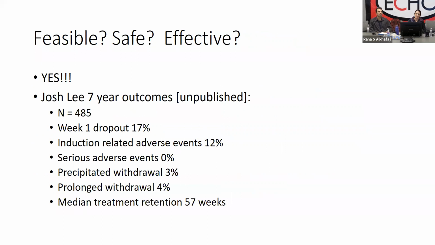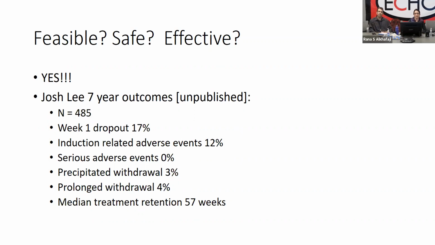So Josh Lee, I believe, is out of NYU and had a great study several years ago, and this is his 7-year outcomes that are not published yet for an N of 485. It was a similar population from what I remember from the original study in terms of racial diversity and insurance, largely Medicaid, to our patients that we see here. At week 1, dropout.